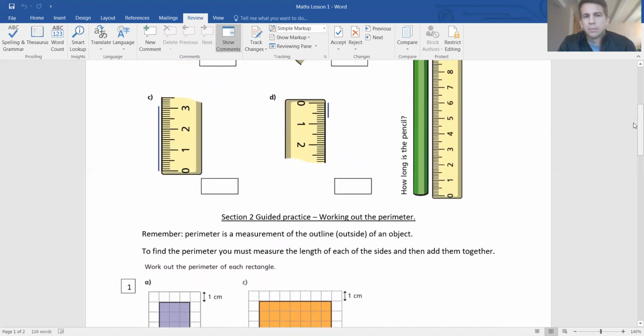Okay. So it says here, I'll tell you. Perimeter is a measurement of the outline or outside of an object. To find the perimeter, you must measure the length of each of the sides and then add them together. I think a perimeter fence is a fence that goes around the outside of a prison. So that's a use for that word, perimeter fence.